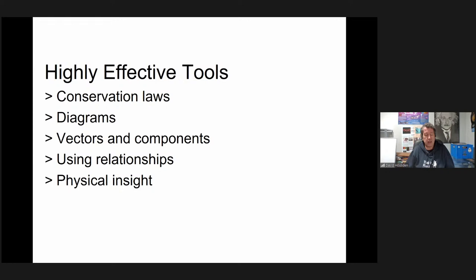The classic one is the Doppler effect. Very difficult to explain the Doppler effect without using a good diagram. The diagram is much more powerful than the words. Concepts like vectors and components, very, very useful, and especially in mechanics. Obviously, we have our relationships, which are very, very powerful. And this thing which sits out on the side, this idea of physical insight, as I said before, is something that's a little bit of a function of age. Some people have more of it than others, but you can develop it by doing more and more problems.